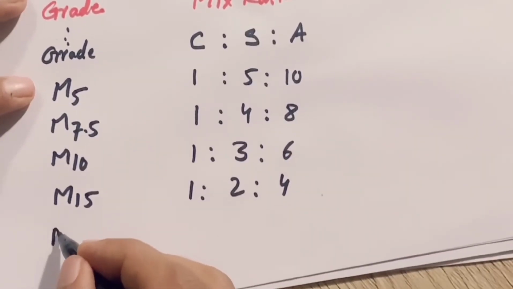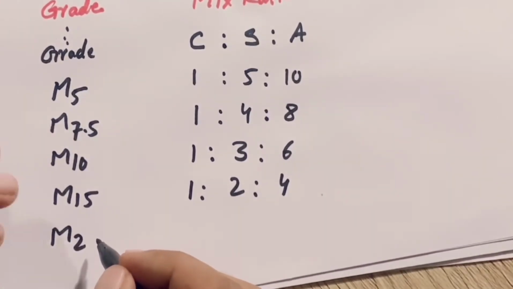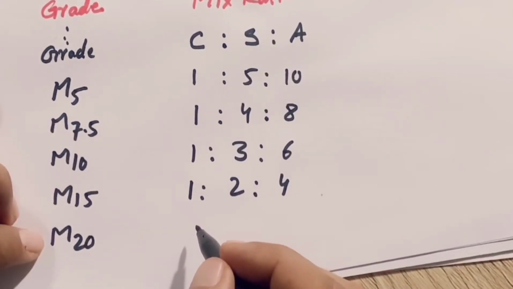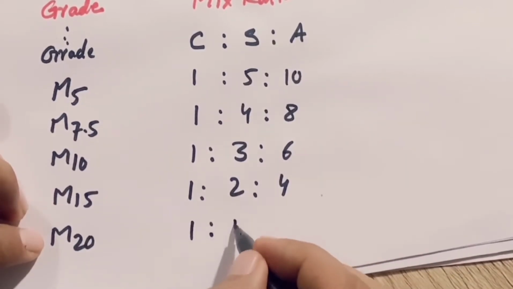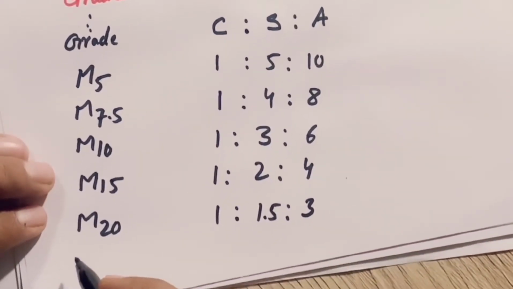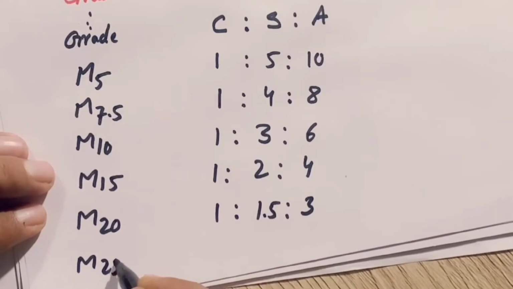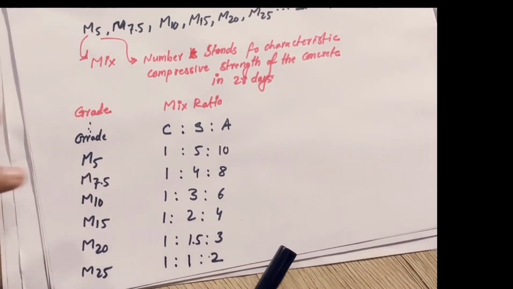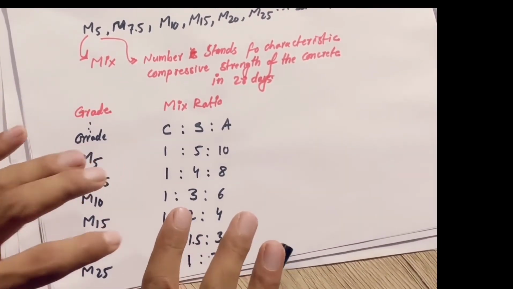M20 is almost the ordinary grade of concrete that we use for structure members like footing and also column, beams, slab and staircases. The ratio of M20 is 1, 1.5 and 3. M25 is 1, 1, 2. So these are the common grades of concrete that we use in construction work.